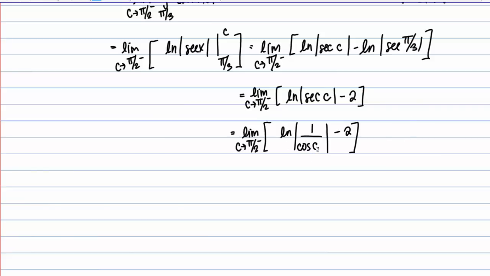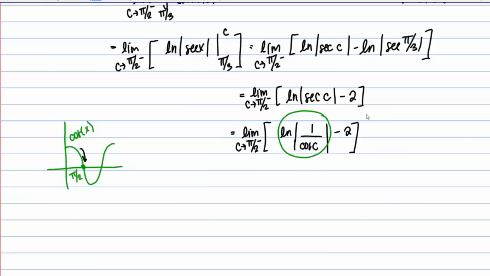First, let's think about what's happening to cosine of c as c goes to pi over 2. As c goes to pi over 2 from the left, cosine of c is just approaching 0. Cosine of x is a continuous function, and if you know the values, you know that the cosine of pi over 2 is 0. So this denominator is approaching 0. What does that tell me about the fraction inside this natural log? Well, if the denominator of a fraction is approaching 0, then that fraction as a whole is going to approach infinity. So the argument of this natural log is getting larger and larger without bound. What does that tell us about this term as a whole?